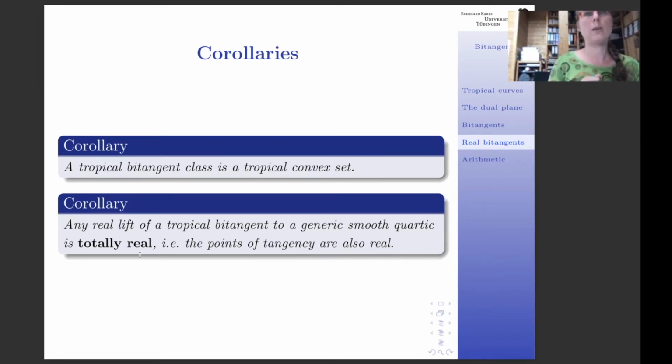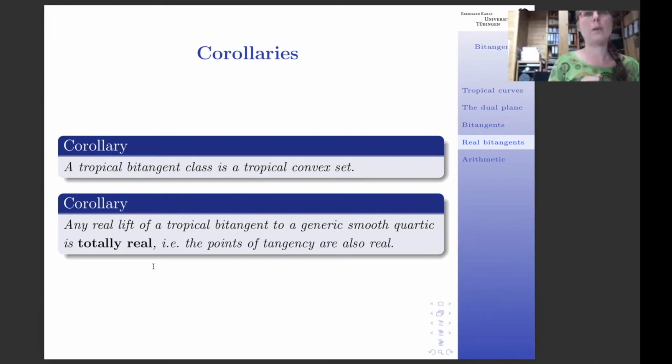Another corollary is if you look at those real lifts of tropical bitangent classes, then it turns out they are already totally real, which means that not only the coefficients of my line are real numbers, but also the points of tangency are real. And that's actually also a surprise in a sense, because there exist examples of real quartics that have bitangent lines which are real, but which are not totally real. So their points of tangency are actually complex.